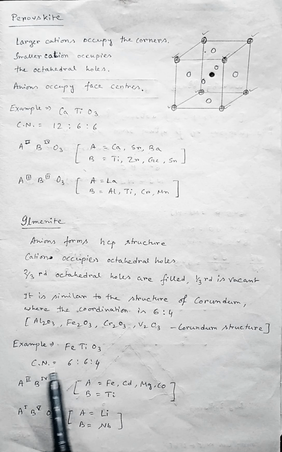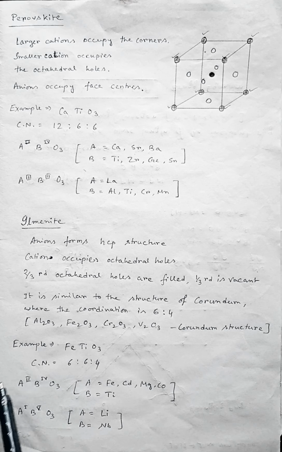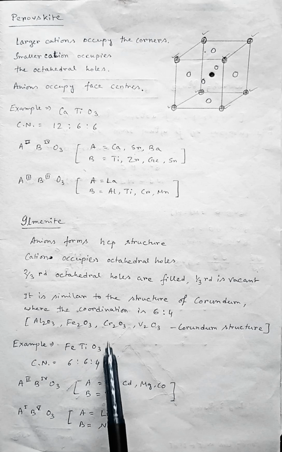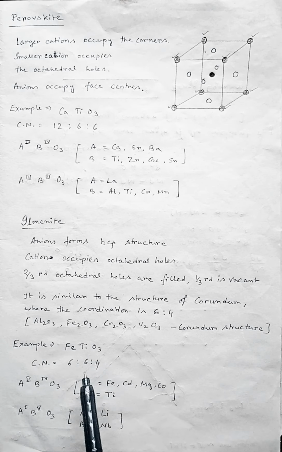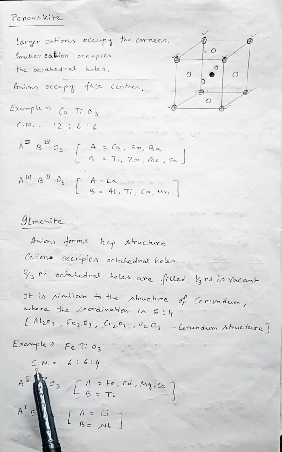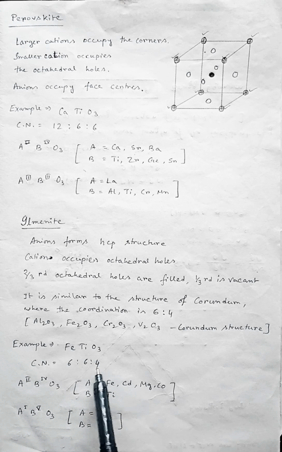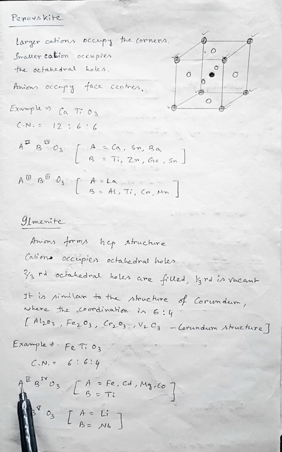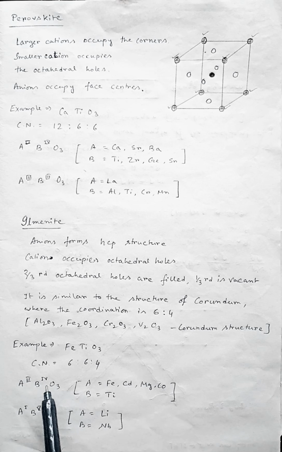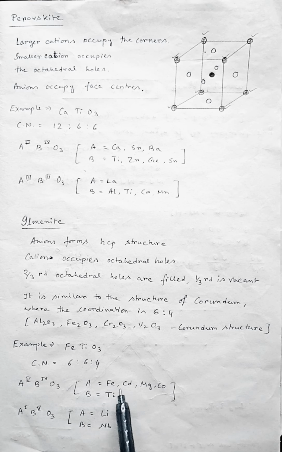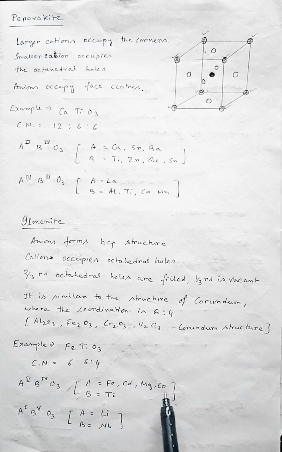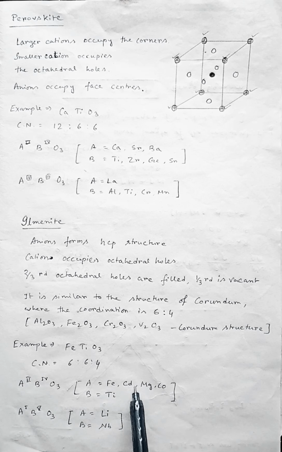In case of ilmenite, there are two types of cations. Look at the compound FeTiO3. Here also the coordination number of the cations is 6 and the anions is 4. In case the oxidation state of A is 2 and B is 4, we can get these structures where A is Fe, Cd, Mg, and Co. That means iron, cadmium, magnesium, and cobalt.